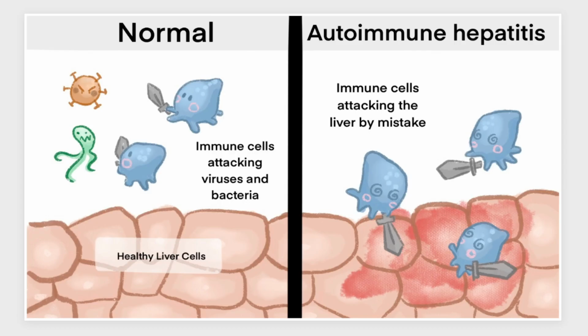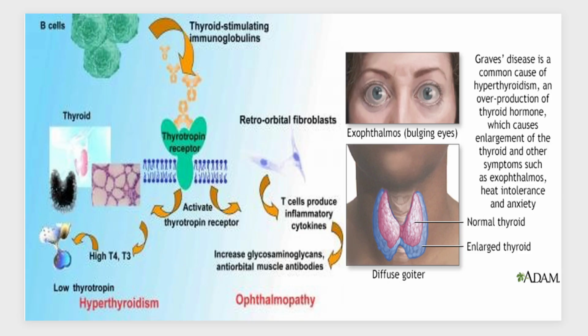So a good way to think about autoimmune problems would be, for example, with hepatitis. Normally, your immune cells are only attacking foreign substances, and your own cells are able to stay healthy and protected. But with autoimmune disorders, your immune cells are now attacking your own cells, and you end up with damage to your body. For example, with hepatitis, now they're attacking your liver cells, so then you have damage to your liver.